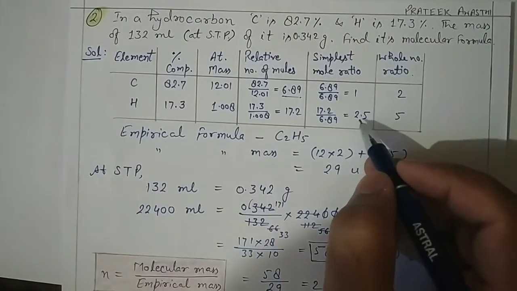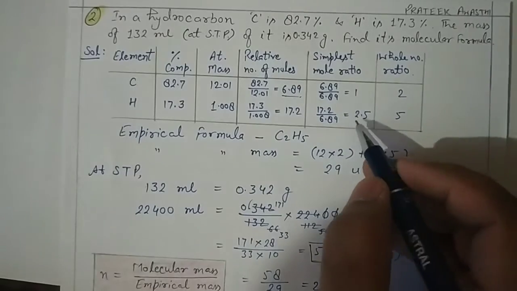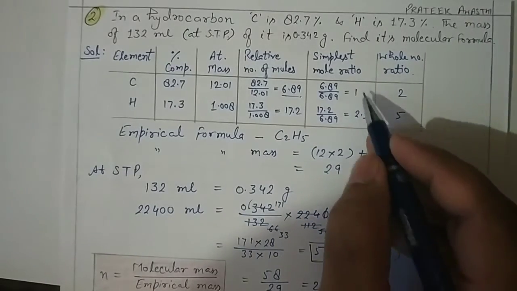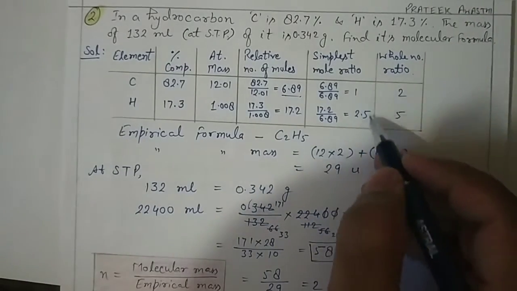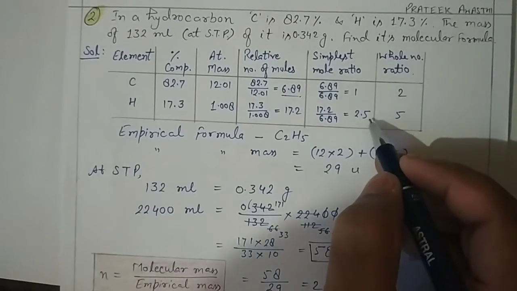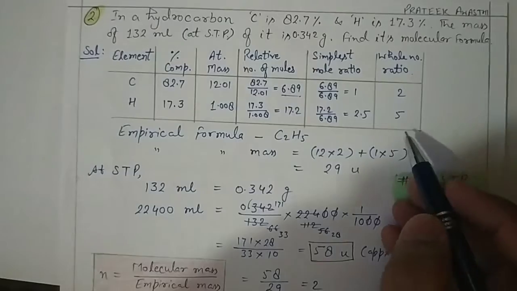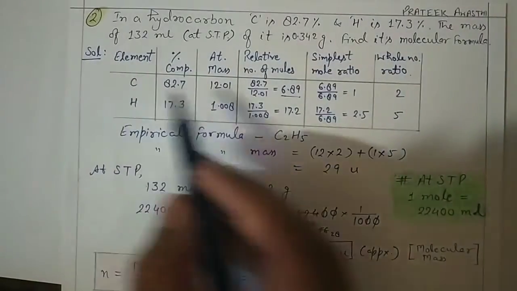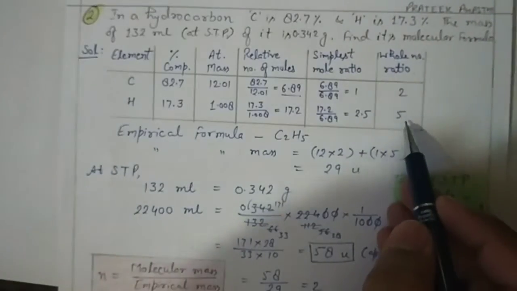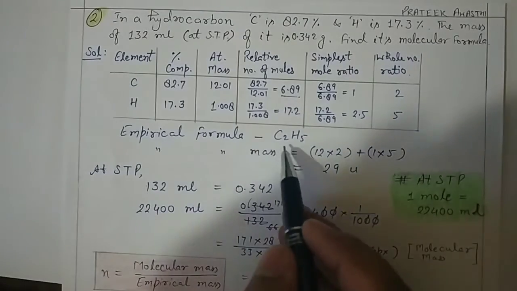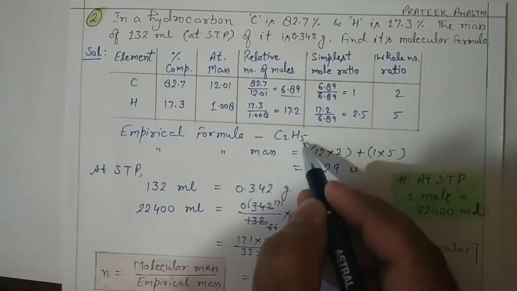Now how to make it whole number? When we round off like 2.1, we make it 2 only, but here it is 2.5. So for these kinds of values, we multiply all the numbers by 2. So 2 into 2.5 becomes 5 and 2 into 1 becomes 2. So now the empirical formula: carbon has 2 atoms here, hydrogen has 5, so C2H5. This would be the empirical formula.